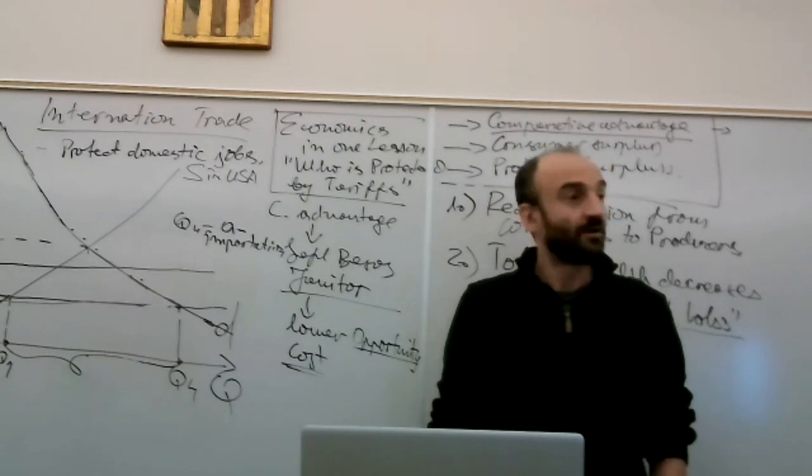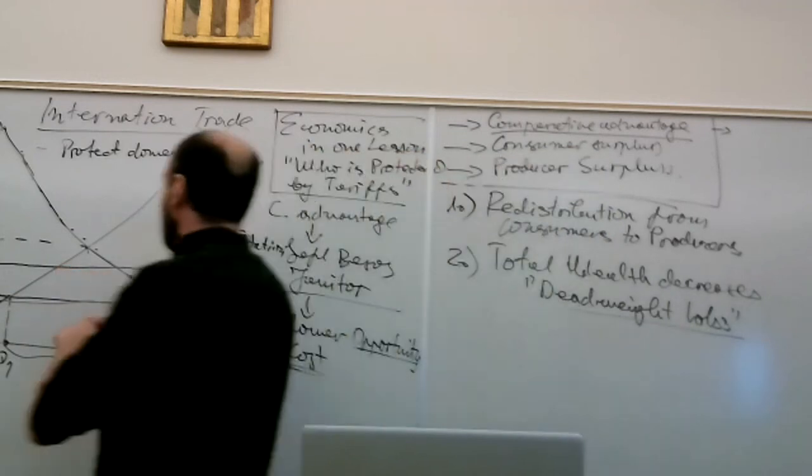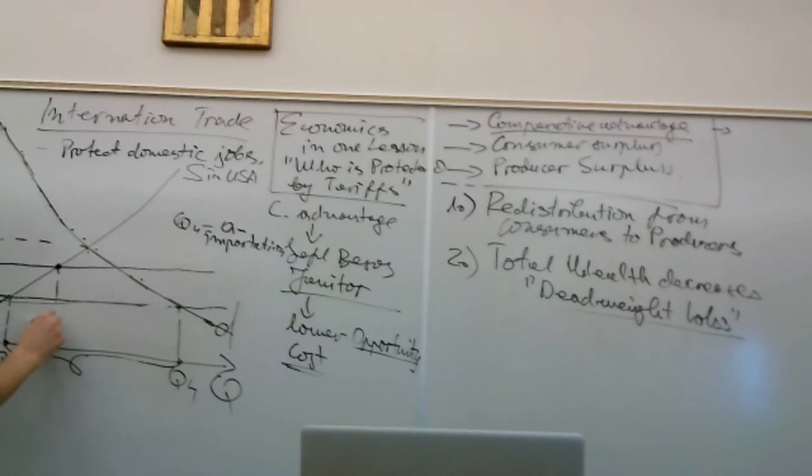That's where it intersects the supply line. Here. Yeah. So. This is quantity two. This is new domestic. So you see, it increased as expected. Domestic firms in the short run will increase production.